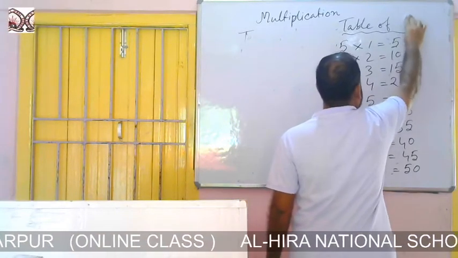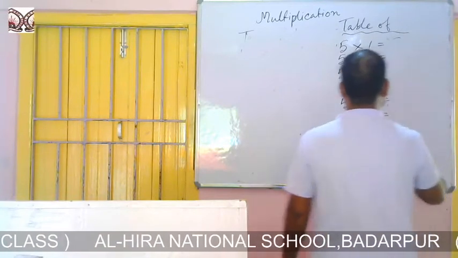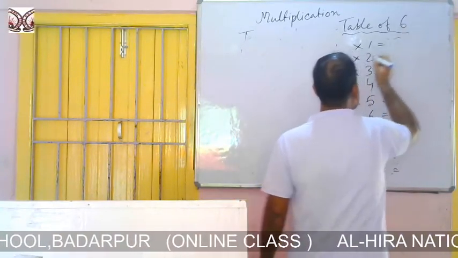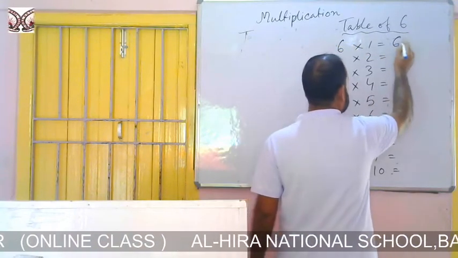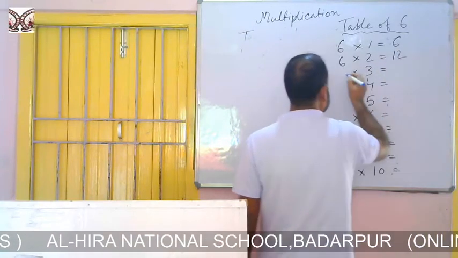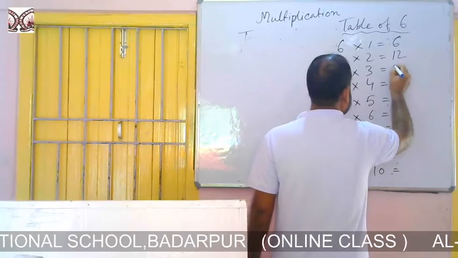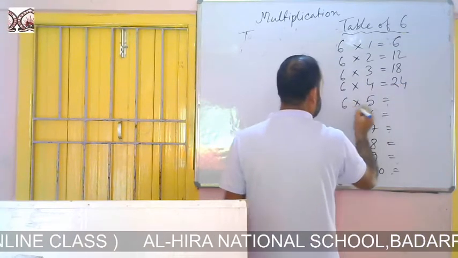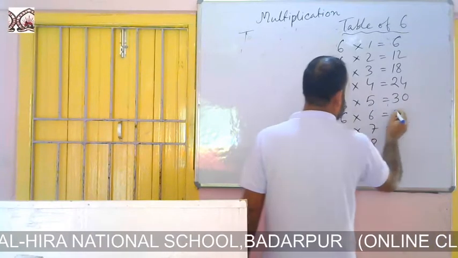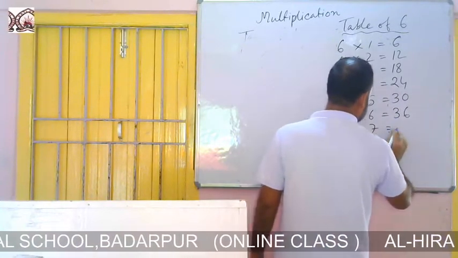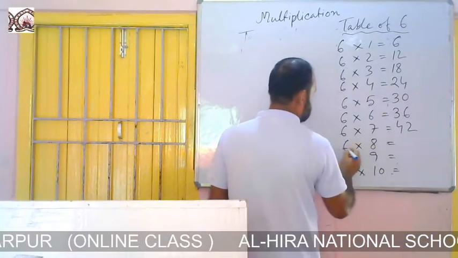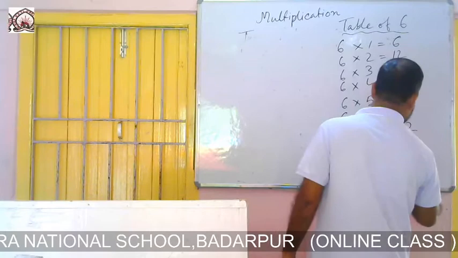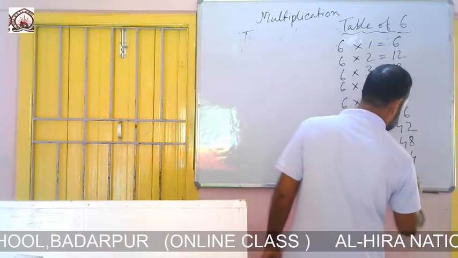Now table number 6. Table of 6. So here 6 1s are 6, 6 2s are 12, 6 3s are 18, 6 4s are 24, 6 5s are 30, 6 6s are 36, 6 7s are 42, 6 8s are 48, 6 9s are 54, 6 10s are 60.